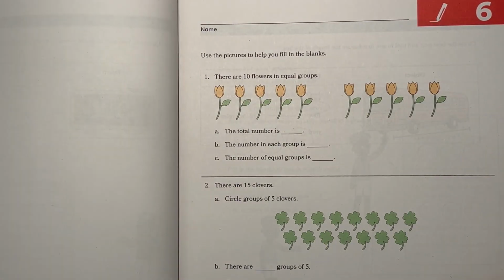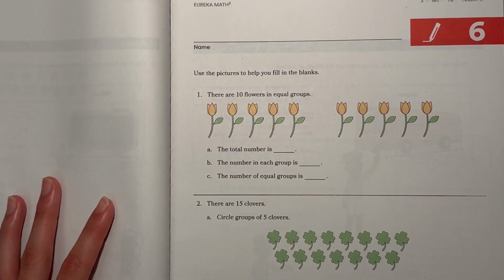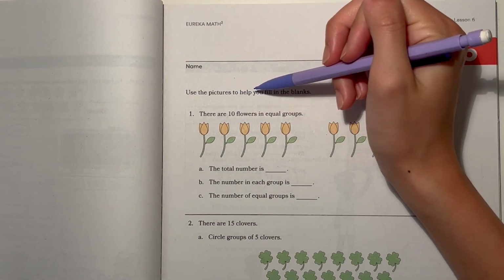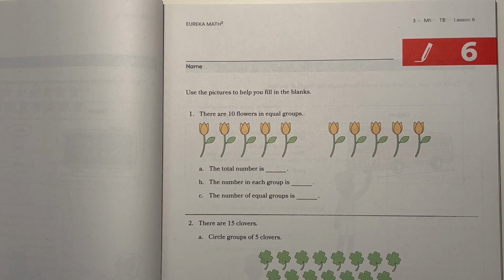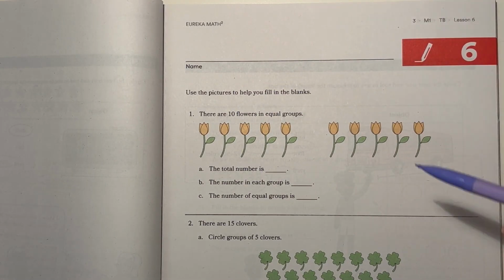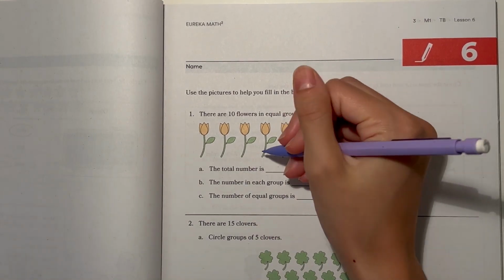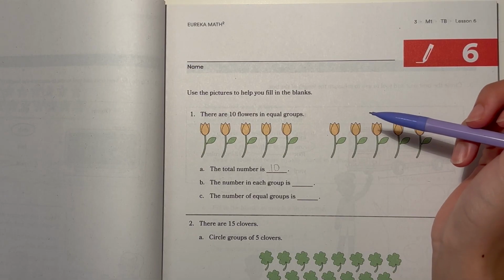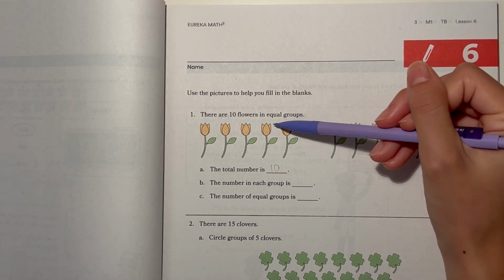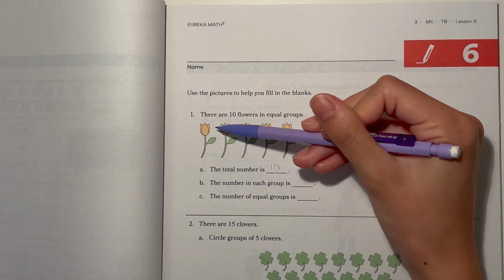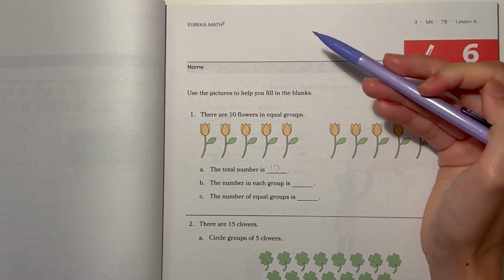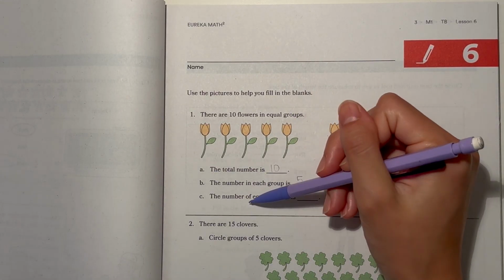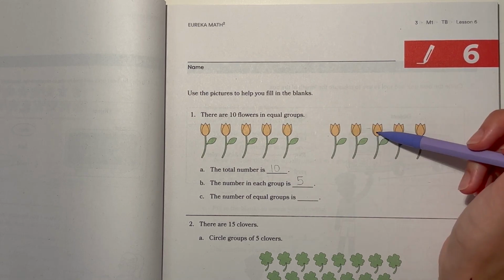Okay. So let's get started on our lesson. This is lesson 6. Use the pictures to help you fill in the blanks. Number 1, there are 10 flowers in equal groups. The total number is 10. That's how many flowers there are. The number in each group, we see that it's divided into 2 groups. And there's 1, 2, 3, 4, 5 in each group. So the number in each group is 5. Now the number of equal groups is 2, since they're divided into half.